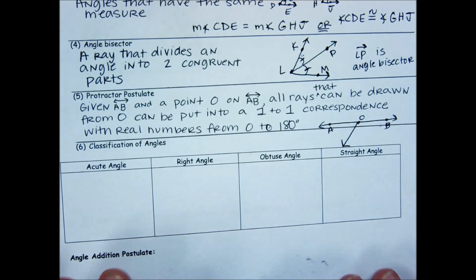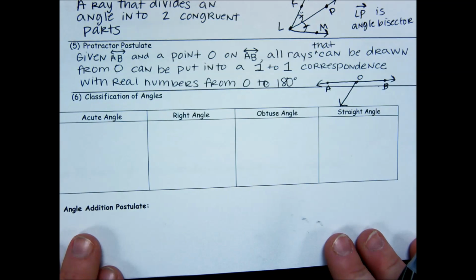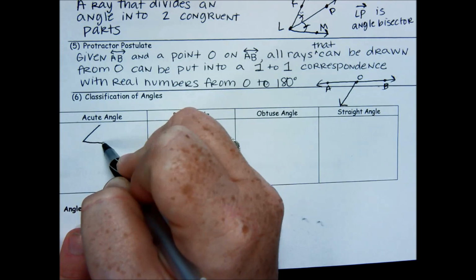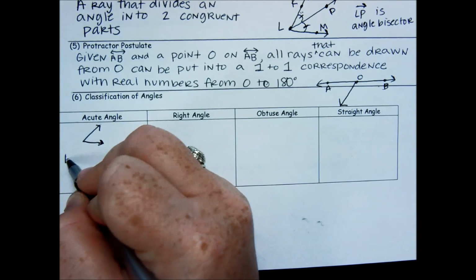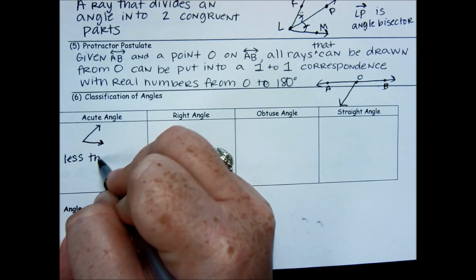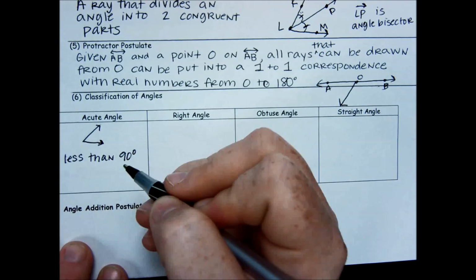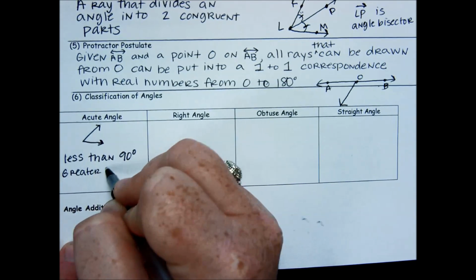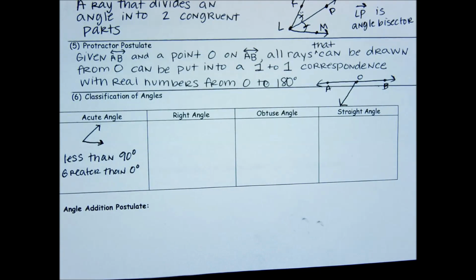All right, let's talk about the classifications of angles. I have 4 different types of angles that we're going to talk about today. The first one is an acute angle, because it's a cute little angle. Acute angles are less than 90 degrees, and they have to be greater than 0 degrees.